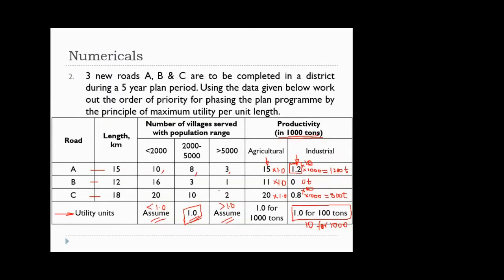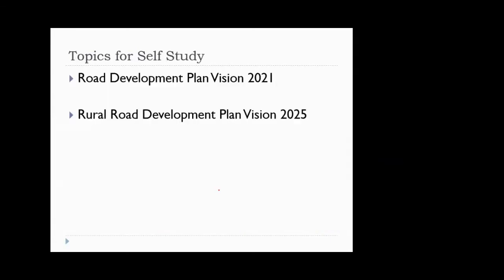So here we finish with the first unit. We have completed all the bits, and a few topics I have given for self-study. One more topic for self-study is the Road Development Plan Vision 2021 and the Rural Road Development Plan Vision 2025. I'll be sharing the PDFs of these two plans, which you can also get from the government websites. Anyway, I'll be sharing these PDFs with you in the Google Classroom, and then you can study this topic. So this is the end of the first unit.